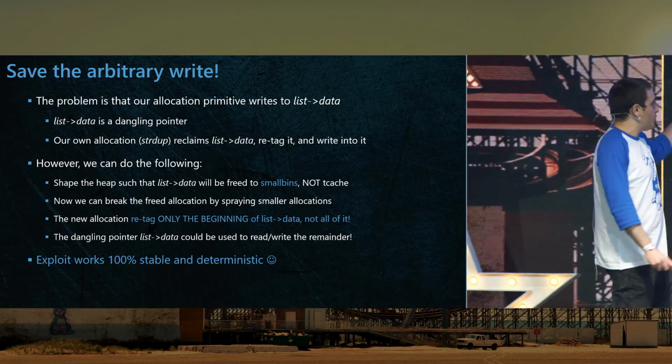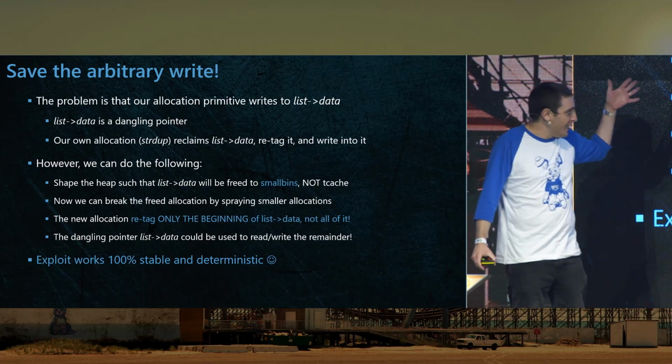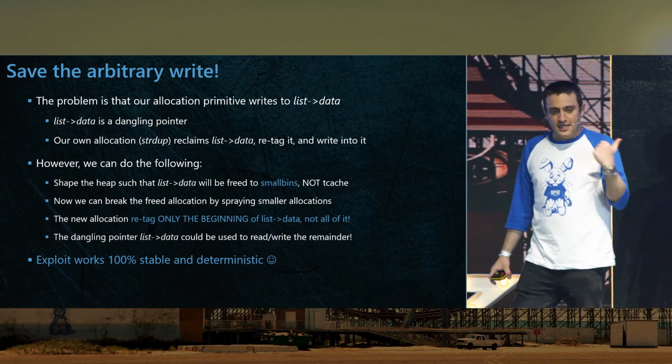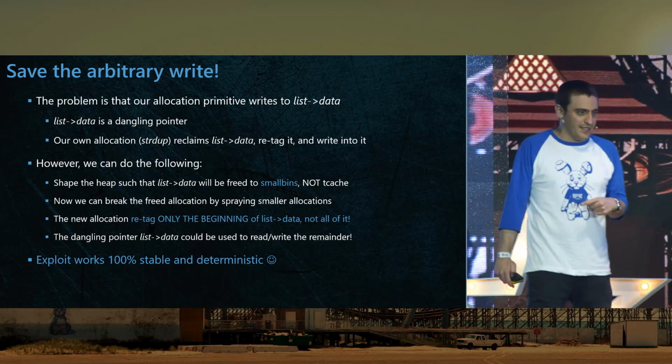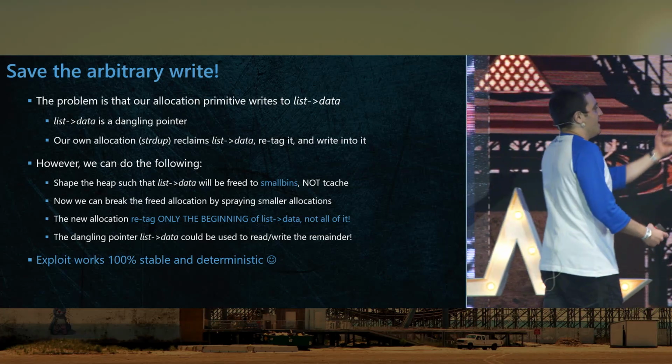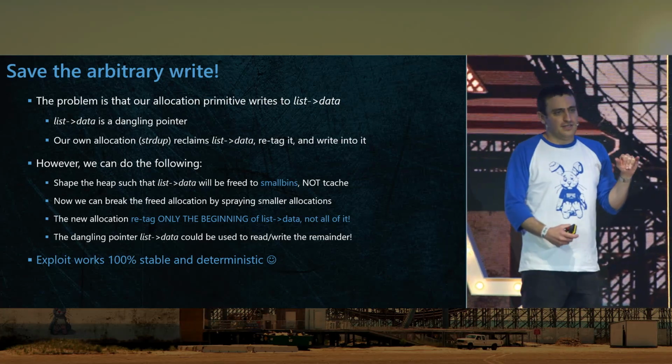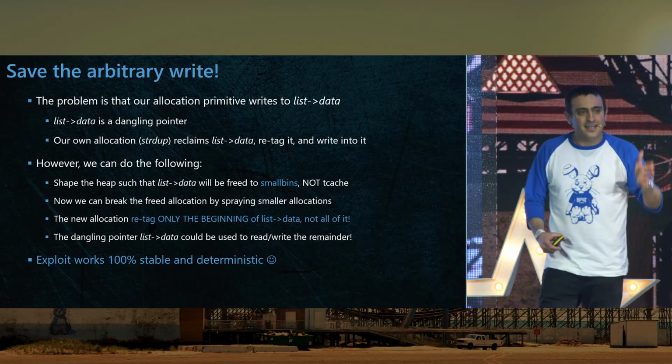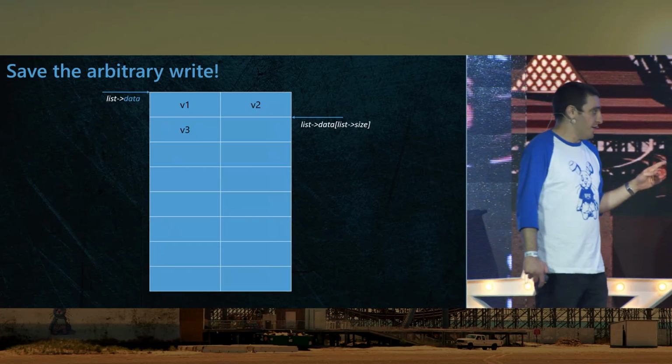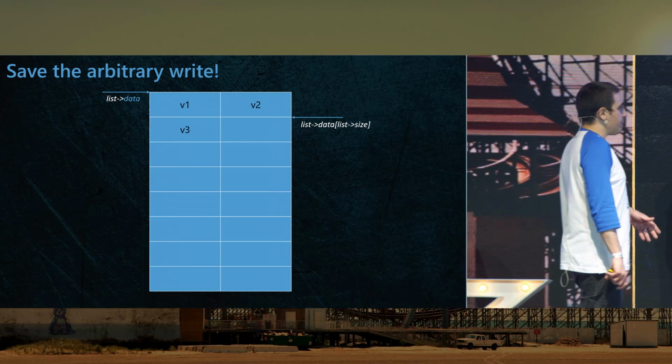So I can just shape my heap such that the list data won't be freed into the T-cache, it will be freed into the small bins. And now I can just reclaim part of the allocation, and therefore the allocator will just retag the beginning of it and not all of it. Let's see it in action.